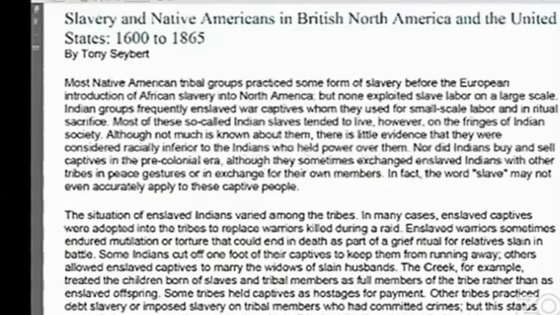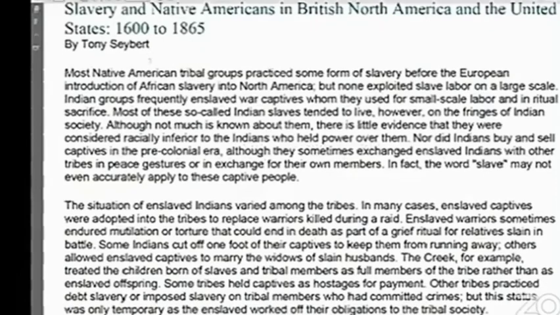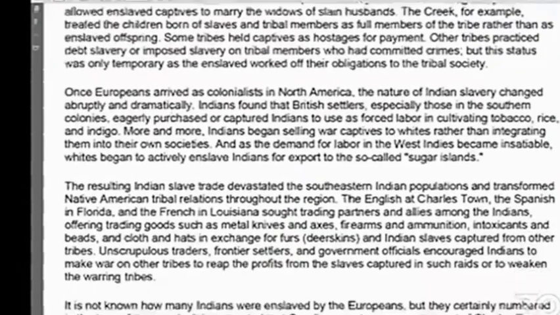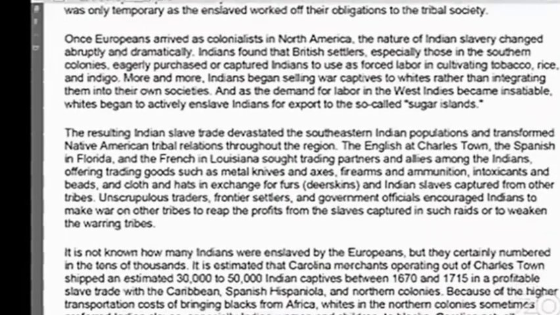All right, now this article is called Slavery and Native Americans in British North America and the United States, 1600 to 1865 by Tony Saber. We're just going to go to this part right here, when the Europeans arrived, right? So it says here, once Europeans arrived as colonialists in North America, the nature of Indian slavery changed abruptly and dramatically.